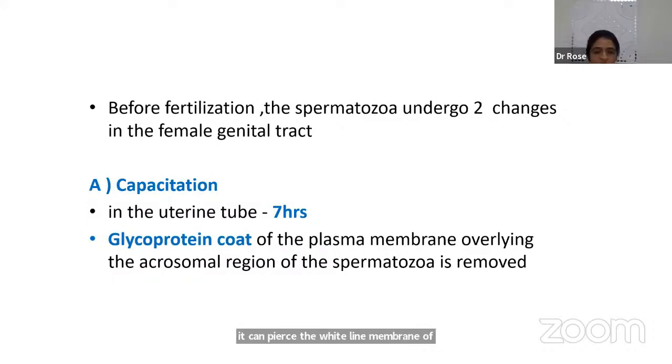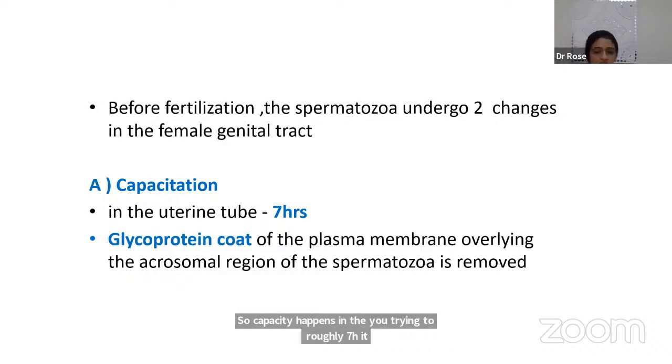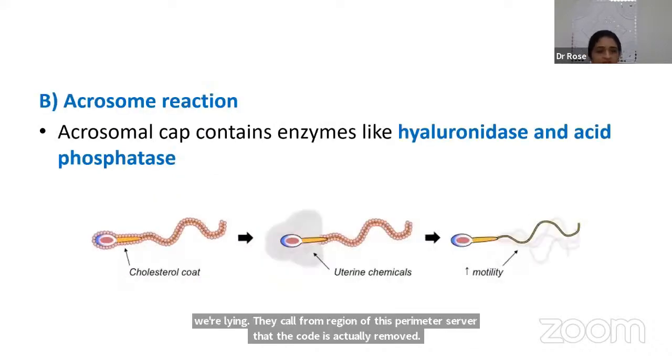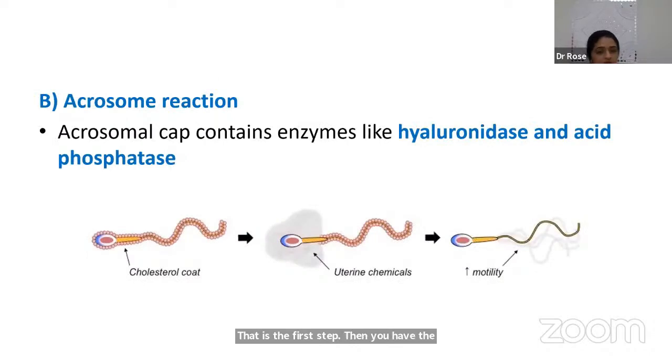So what are the changes occurring in the sperm? There are mainly two changes: one is capacitation and the other is the acrosome reaction. Capacitation happens in the uterine tube and takes roughly 7 hours, and the glycoprotein coat of the plasma membrane overlying the acrosome region of the spermatozoa is removed. That is the first step. Then you have the acrosome reaction. The acrosome cap contains enzymes, hyaluronidase and acid phosphatase, which result in the acrosome reaction.